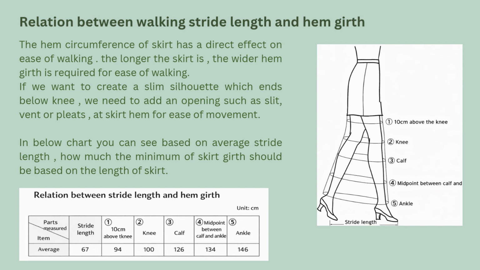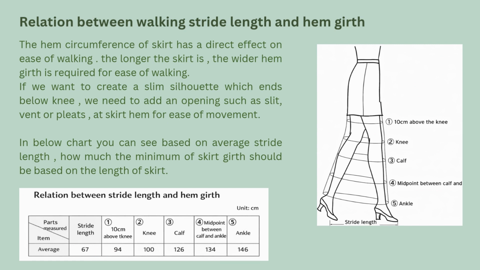In the chart below, you can see, based on the average stride length, which is around 67 centimeters, how much the minimum of a skirt girth should be based on the length of the skirt. For example, if the length of our skirt finishes 10 centimeters above the knee, around here, the hem of the skirt should be at least 94 centimeters.